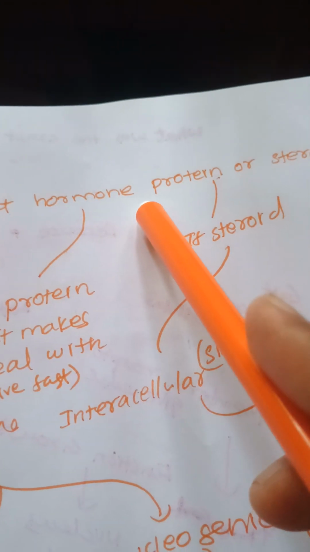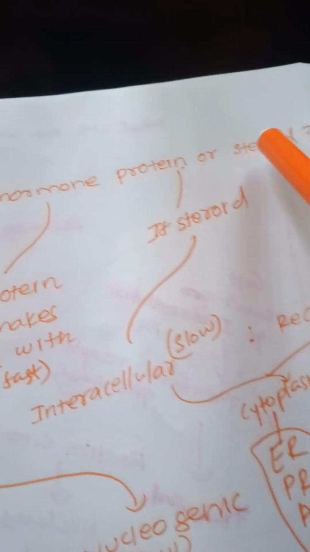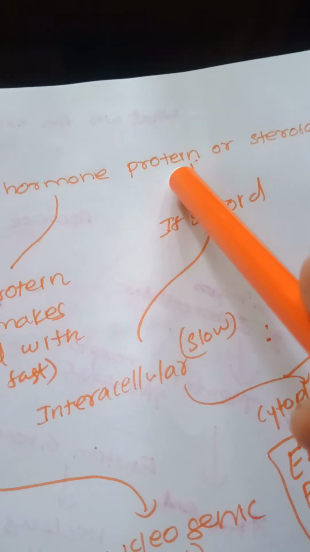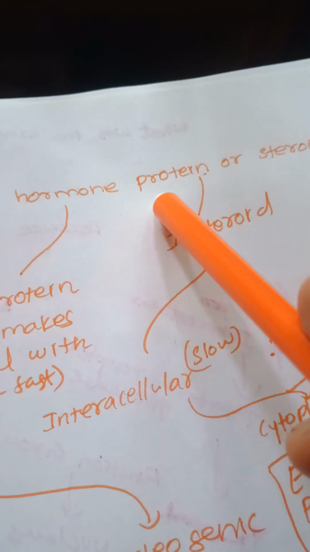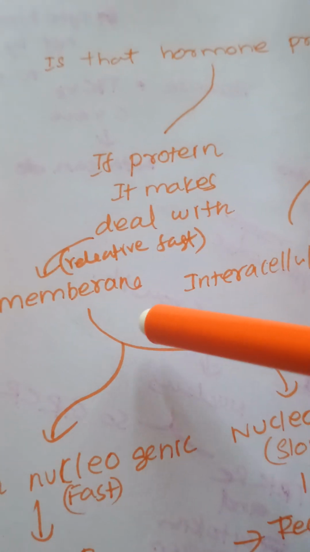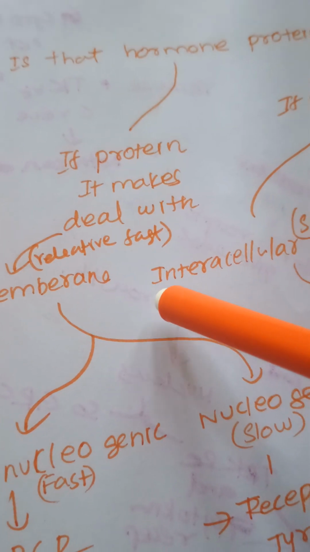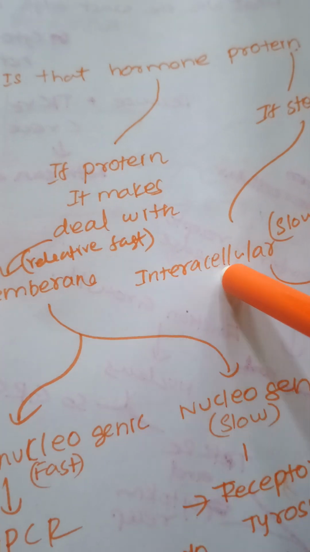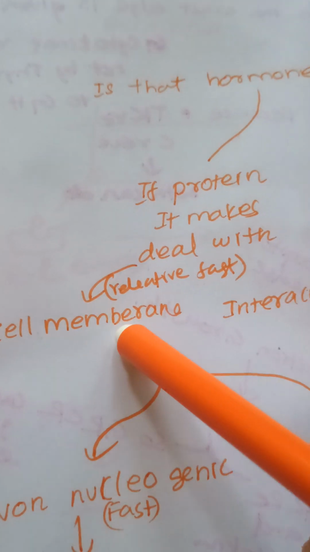Hormones are of two types: protein and steroid. Protein hormones are polar substances, so they cannot enter the cell directly. So they make a deal with cell membrane receptors. They cannot go inside the cell and make contact with the intracellular receptors. Intracellular receptors are relatively slow compared to the cell membrane receptors.